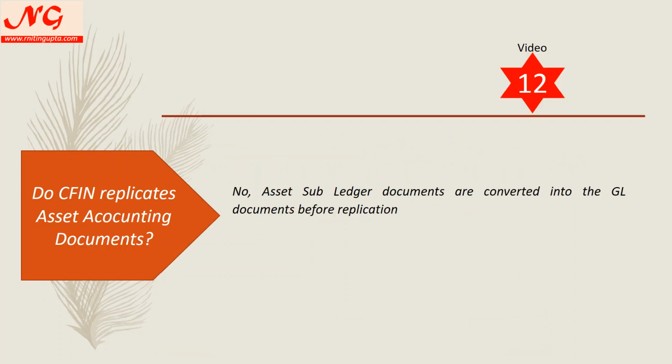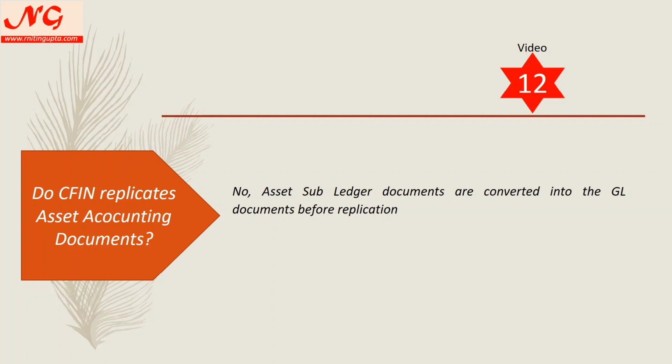Very often people ask this question: Do CFIN replicate asset accounting documents? The answer is simply no. This is a standard product limitation where asset accounting documents posted in the source system, for example asset purchase, asset sale, asset transfer, depreciation, revaluation, any documents under the asset submodule, are not replicated to central finance.